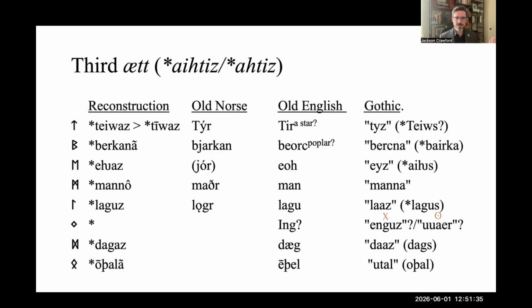The E rune, we don't use this in Old Norse. This rune has disappeared in the Younger Futhark, but based on Old English eoh, which means horse.